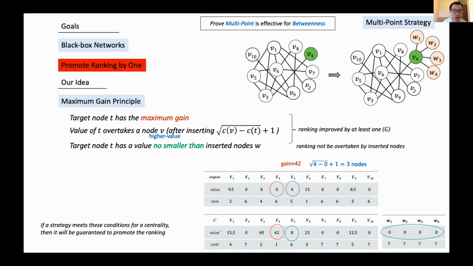With similar logic, we can prove that the single-link strategy is effective for coreness. Actually, you can design other strategies for other centralities if you meet these 3 conditions.